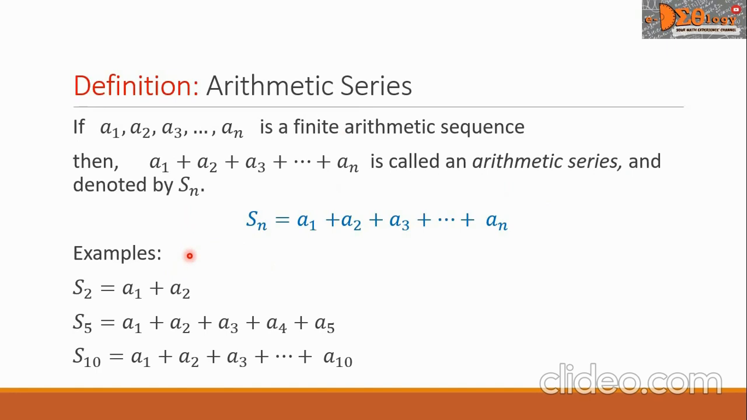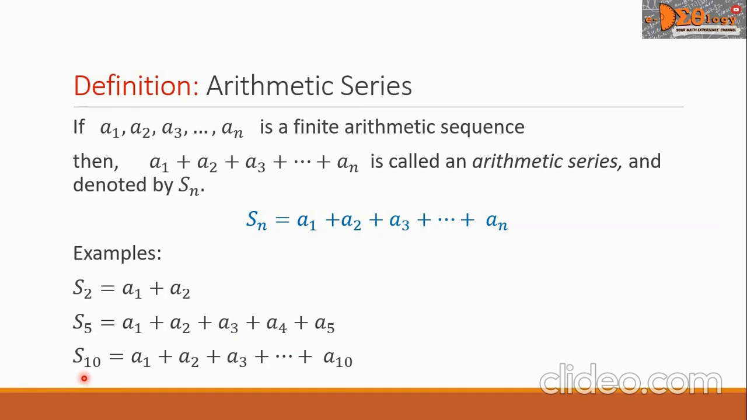Let's have examples. Here we have S sub 2 equals a sub 1 plus a sub 2. It means we are going to take the sum of the first two terms. Second example, S sub 5. It means we are going to take the sum of the first 5 terms of the arithmetic sequence. So you see, this is a sub 1 plus a sub 2 plus a sub 3 plus a sub 4 plus a sub 5.